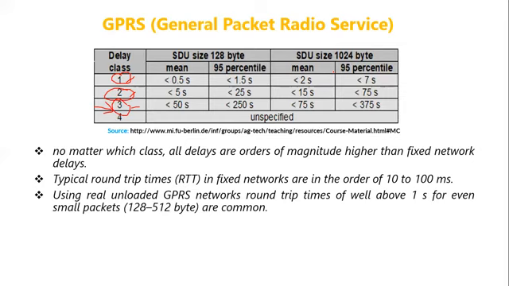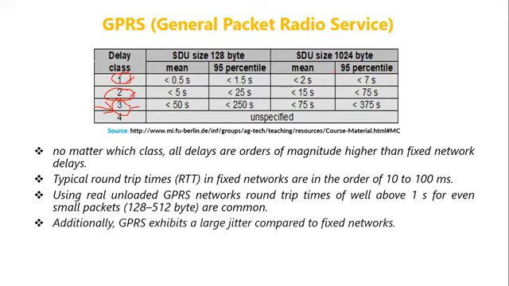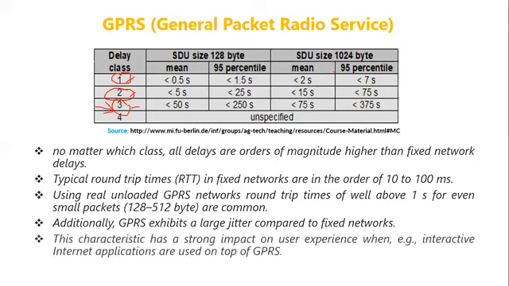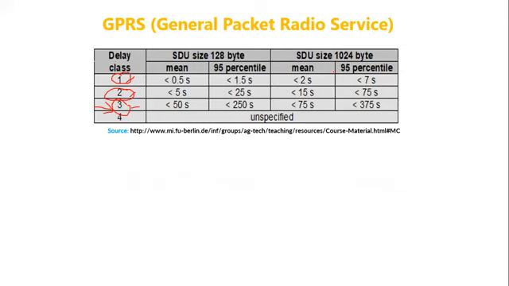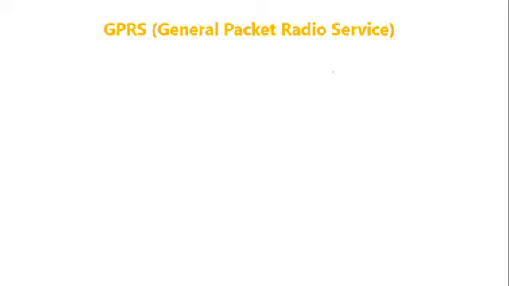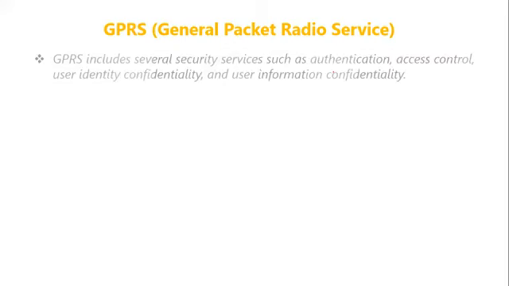GPRS also exhibits jitter compared to fixed networks. Jitter in the sense it may create a lot of instability in the signal. This characteristic also has a strong impact on user experience, especially when the user is working on interactive internet applications. So this jitter will provide a bad experience for the user.